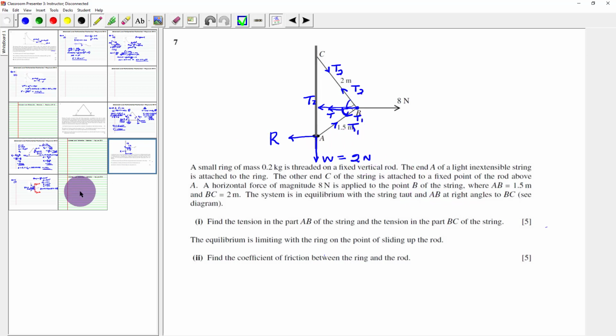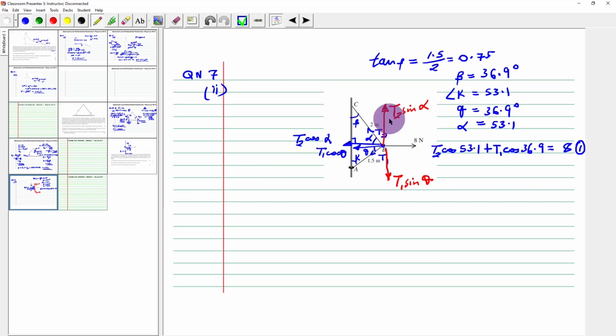So point B is just a point and it's not a mass that has been put there so that we can consider its weight. And that is why the only forces acting vertically upwards at that point is T2 sine alpha. Sine alpha, let me be very careful here, which is 53.1, is equal to T1 sine theta. Sine theta is 36.9. This is of course the second equation.